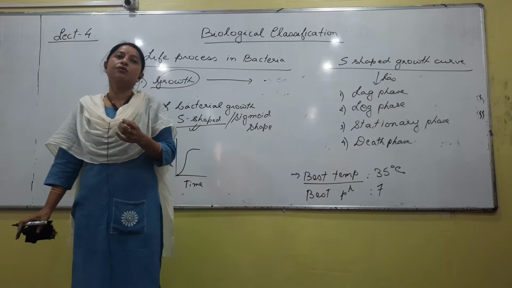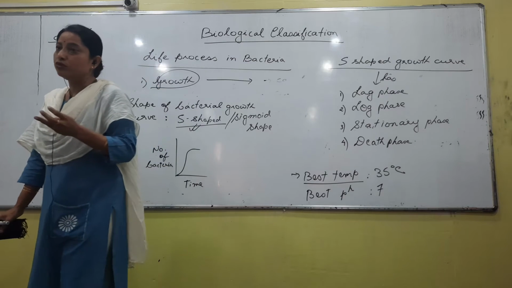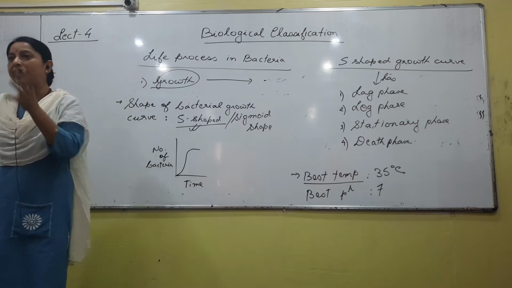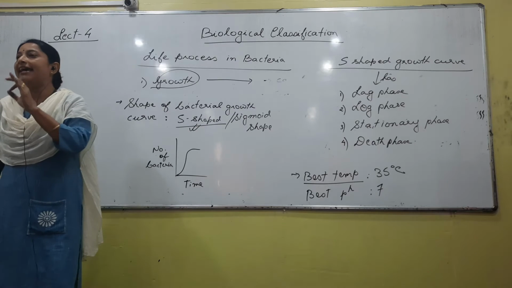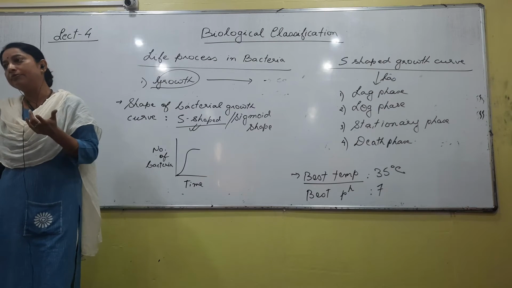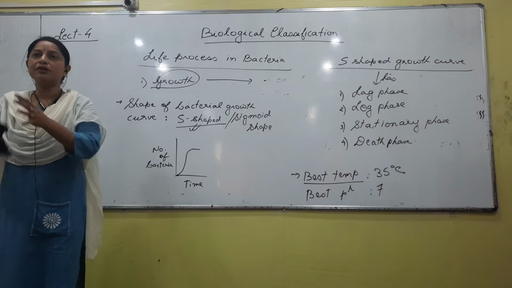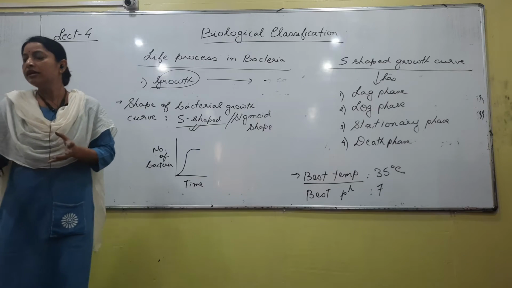Maybe because of the requirements or lack of requirements. The food could be a problem, the space could be a problem. Now, when we grow them in a petri dish, if it is 1 and 2, it's not a problem because it has enough food material or space to live.